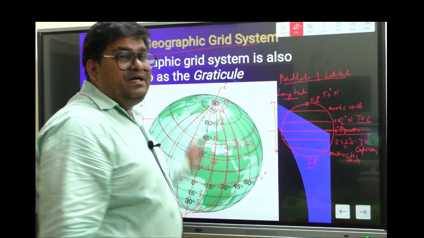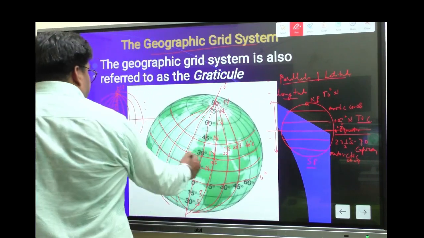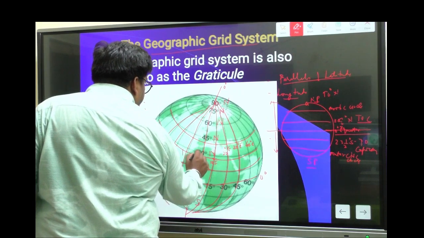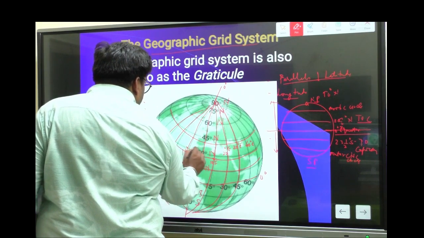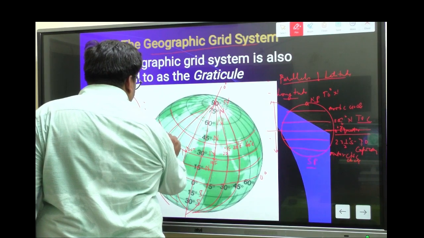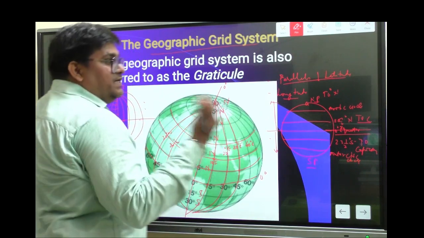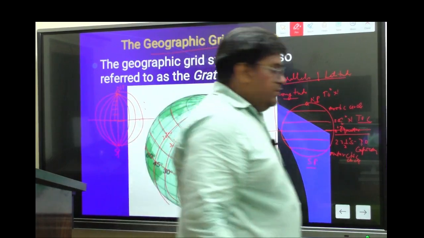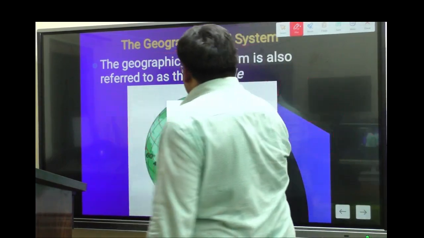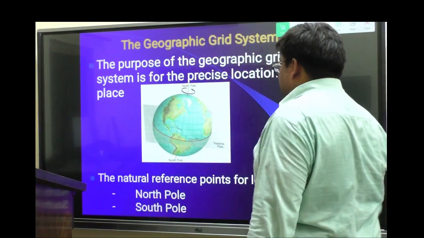So you would say these are the meridians of longitude. That is 10 degrees west, 20 degrees west, 30 degrees west. This way you will name them. Okay, we shall move to the next slide so that you will have more clarity about the subject.